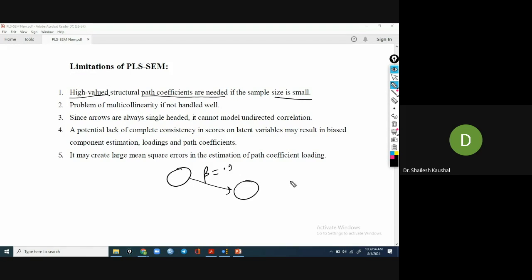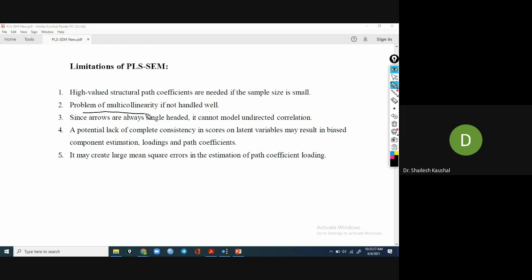If the sample size is high, then even if your beta is 0.3, it may be significant, but it is not necessary. If your beta value is 0.8 and the sample size is small, it is not necessary that it would be significant. So the sample size also influences whether the beta value will be significant or not.